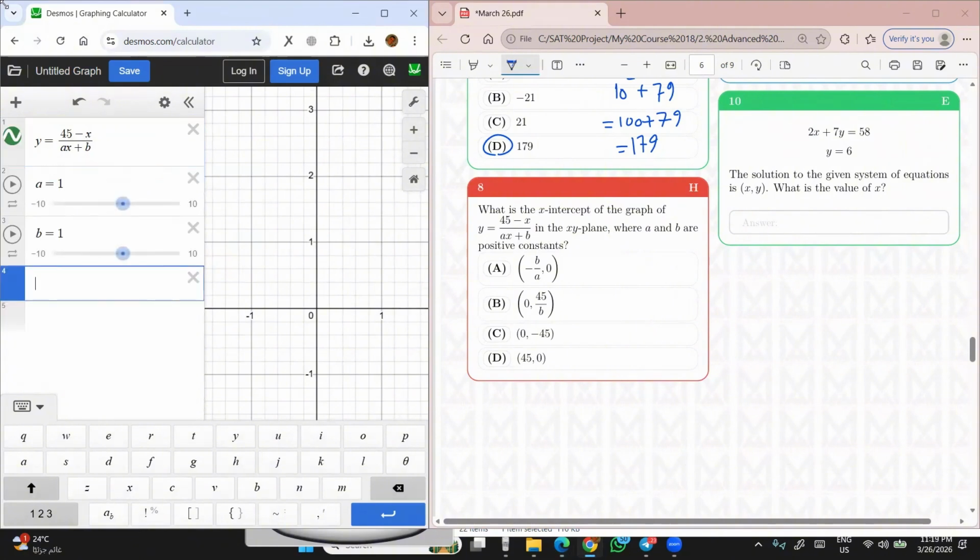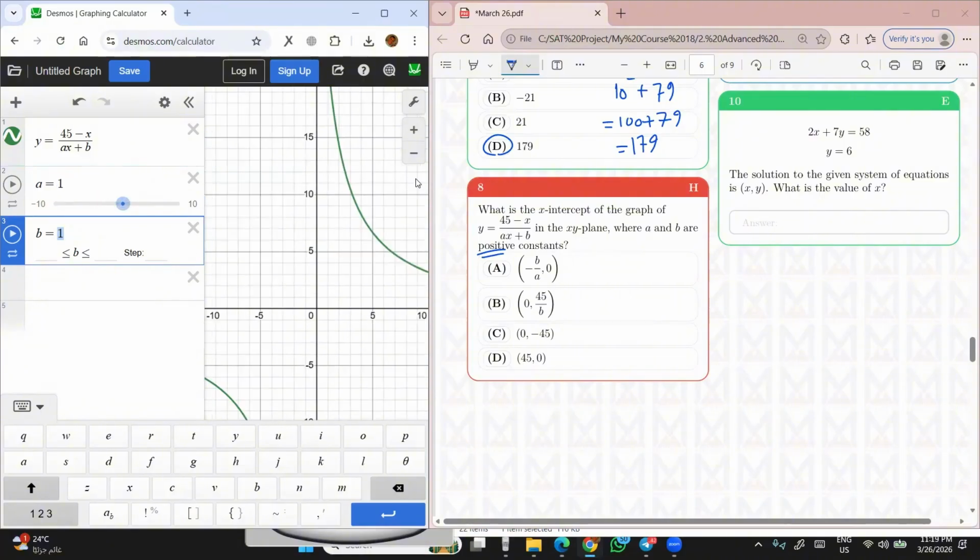And then it gives you something called the slider. Make sure that the slider has a and b positive values. A is 1, b is 1. Why positive? Because the question mentioned so. A and b are positive constants. So whenever we have 1 and 1, it's okay. You can increase the numbers, but it's okay to leave them like this.